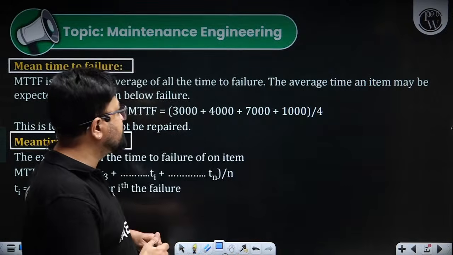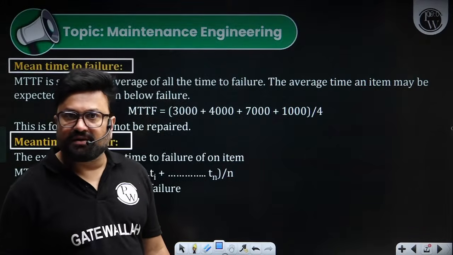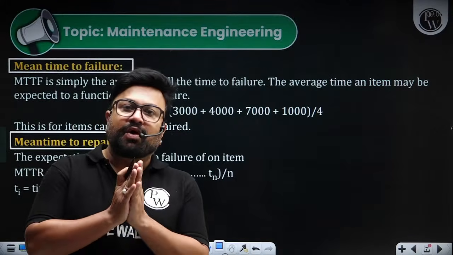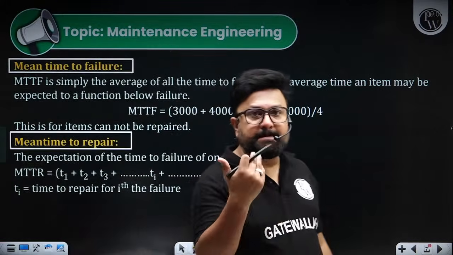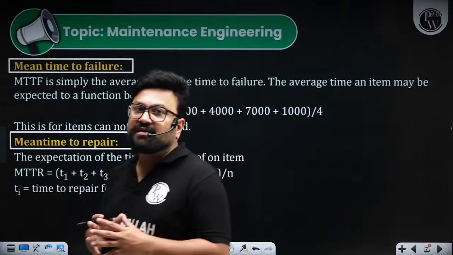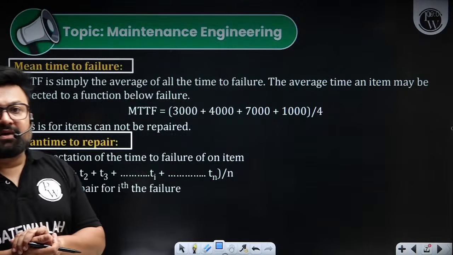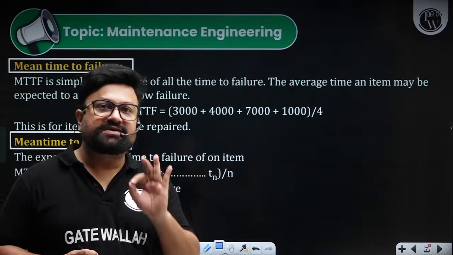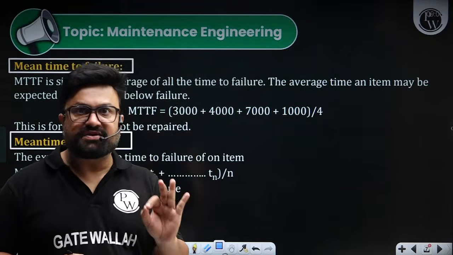That is the sum of the running time divided by the number of failures, right? So mean time to failure is simply the average of all times to failure. The average time an item may be expected to function, okay, that is before failure. Now this mean time to failure is calculated for such items which are not repairable. Yes, those are use and throw.